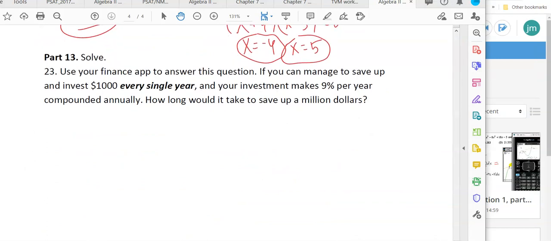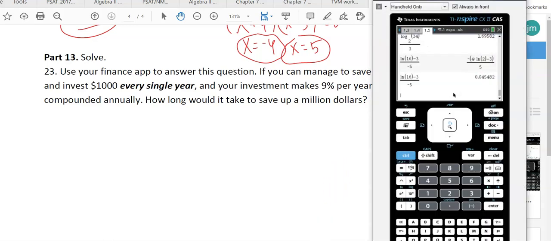And last problem, use the finance app to solve this. So, oh, I need the calculator again. So if you can manage to save up and invest $1,000 every single year, that's important. This can be a payment, right? Because it's recurring. Your investment makes 9% compounded annually. How long would it take to make $1 million?